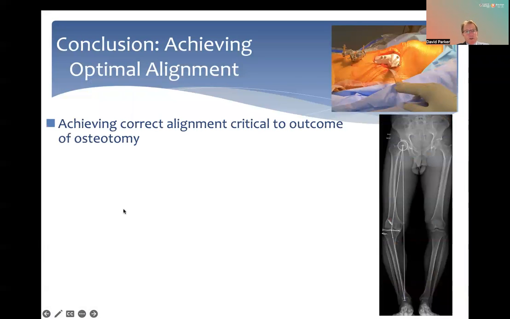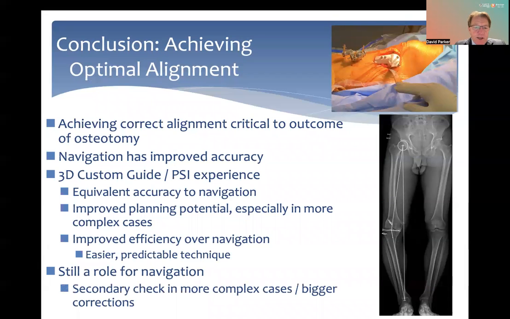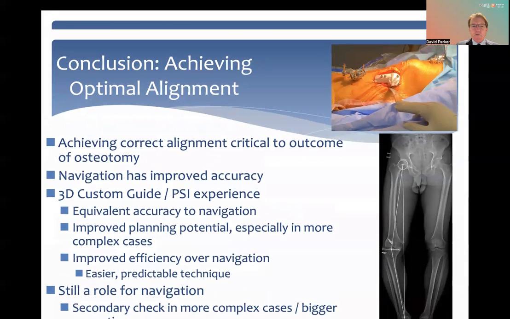So in conclusion, achieving optimal alignment is critical to the outcome of osteotomy. I think navigation has been very good. It's helped improve our accuracy. We've recently, as I've said, changed to 3D custom guides. I think it has equivalent accuracy to navigation. It allows us improved planning potential, particularly with the more complex cases. And it does provide improved efficiency over navigation with an easier, predictable technique. However, I still think there is a role for navigation, mainly as a secondary check in more complex cases or bigger corrections.